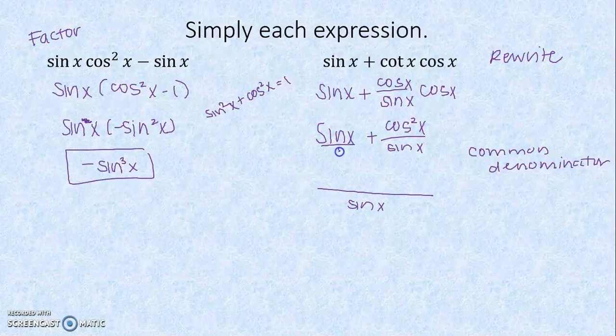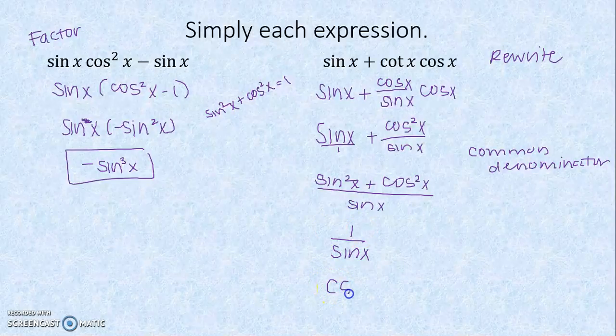Since this is like over 1 to begin with, I had to multiply by sine x to get there. So that one becomes sine squared x. The second one already had sine x as the denominator, so it stays as cosine squared x. Looking back at that same Pythagorean identity, sine squared plus cosine squared is 1. So I have 1 over sine x, which, even more simplified than that, would be cosecant x.